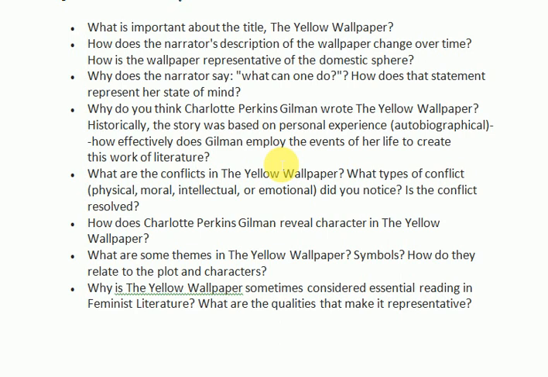Then, what are the conflicts in The Yellow Wallpaper? How does Charlotte Perkins Gilman reveal character in The Yellow Wallpaper? What are some themes? And why is The Yellow Wallpaper considered an essential reading in feminist literature? So, from a feminist perspective too, you may prepare the questions.